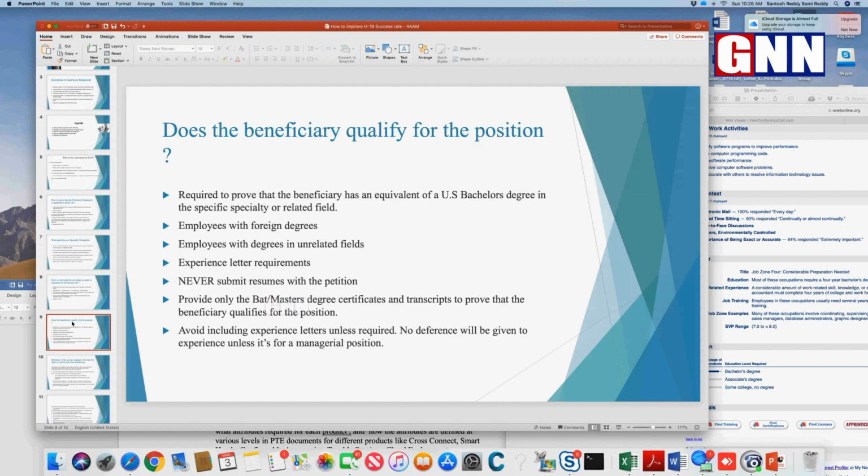Good. So the next thing is, are we clear on how to prove that the position is a specialty occupation? Does anyone have questions regarding that? Yeah, I think they're good.